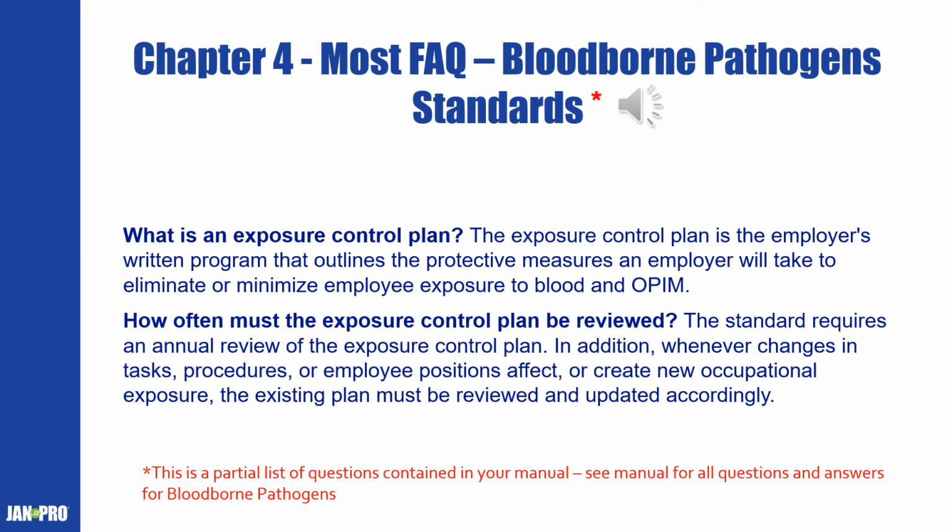What is an exposure control plan? So the exposure control plan is the employer's written program that outlines the protective measures an employer will take to eliminate or minimize exposure to blood and OPIM. Again, I'll go over what that is in a second. How often must that plan be reviewed? The standard does require it to be reviewed annually, so once a year. Or if something changes in tasks, procedures, or employees' positions, then your plan must be reviewed and acted accordingly.